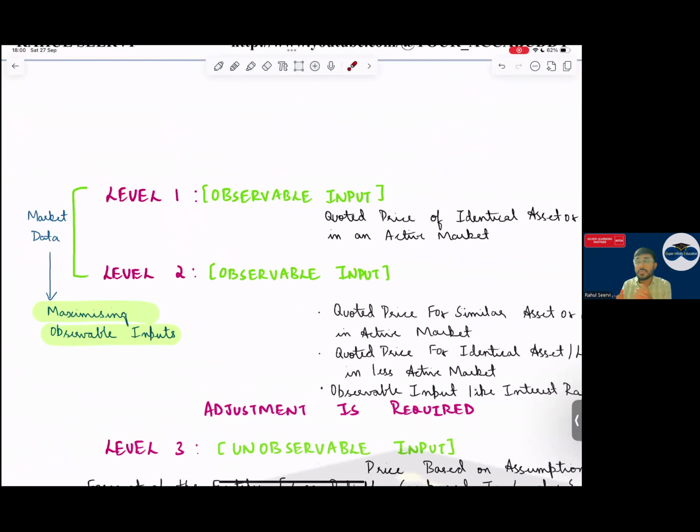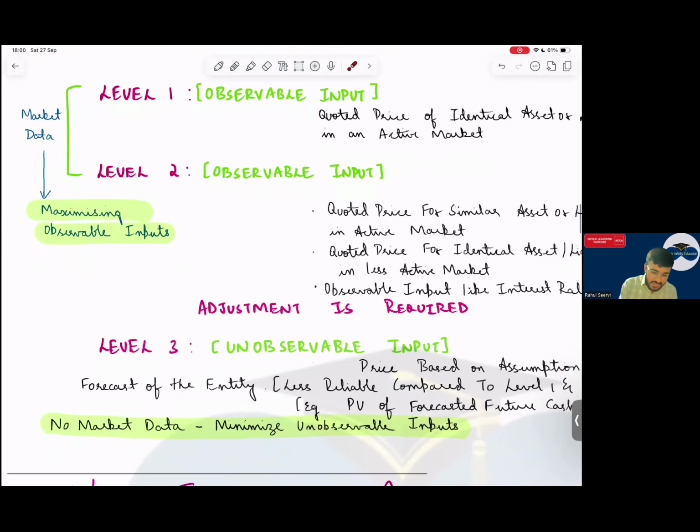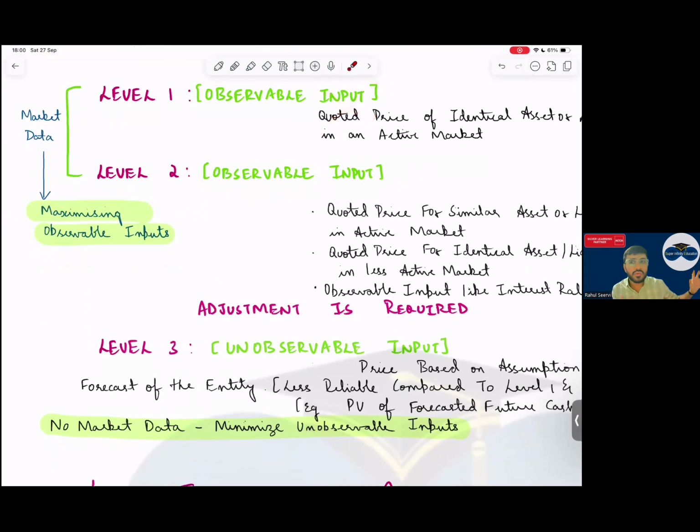It's not based on the entity's data. So the aim is what here? To use as much as possible the market data. Try to maximize the observable inputs to calculate your fair value. Sir, if that is not available, if Reliance company was not listed, then what should we do? Then you see any other company which is doing the same business like Reliance. You will take that price, you will do some adjustments.